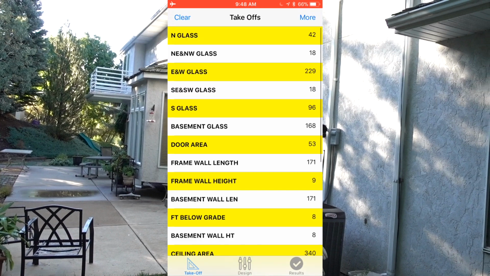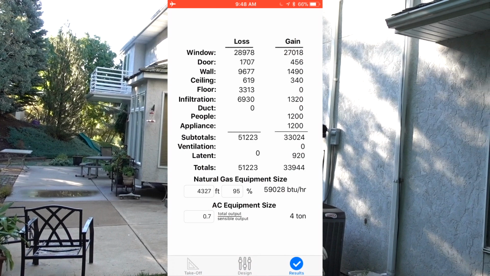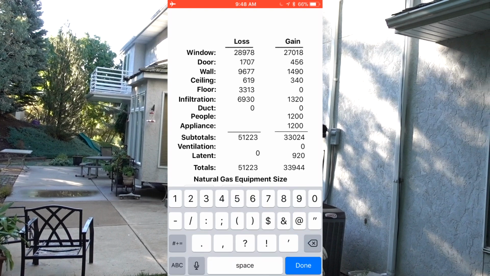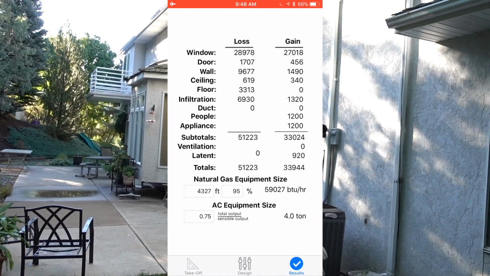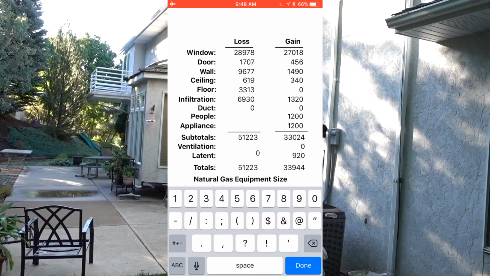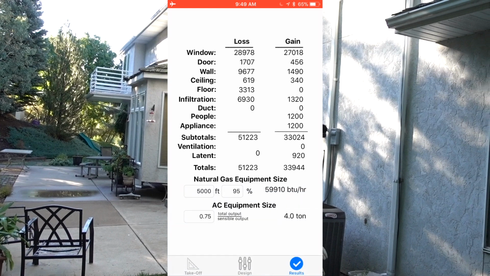Okay, that should take care of everything. Now I hit the results pane, and it gives me all my totals. So, according to this, I'm going to put my sensible heat ratio just a little bit higher, 0.75. And our altitude, I'm going to put 5,000. Okay. So, according to this, I need a 410 AC, and I need a 60,000 BTU furnace.